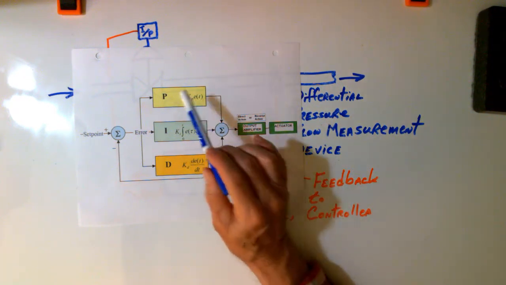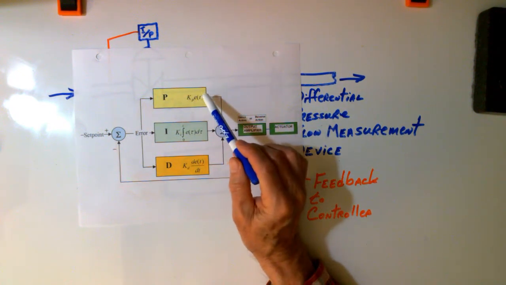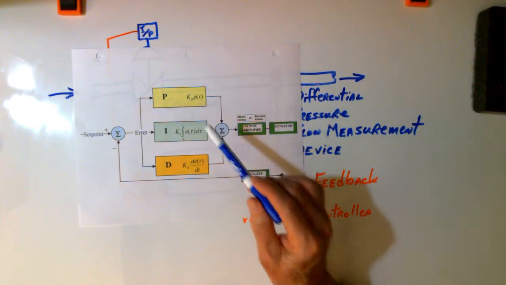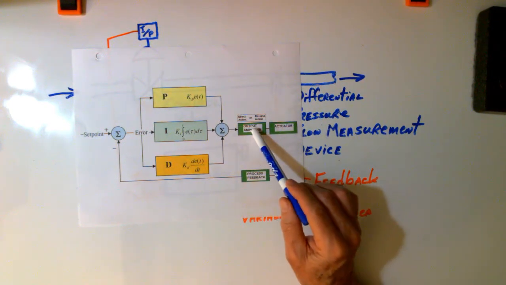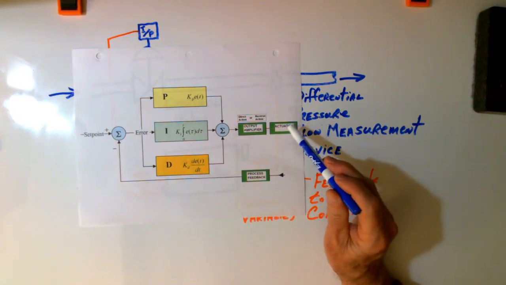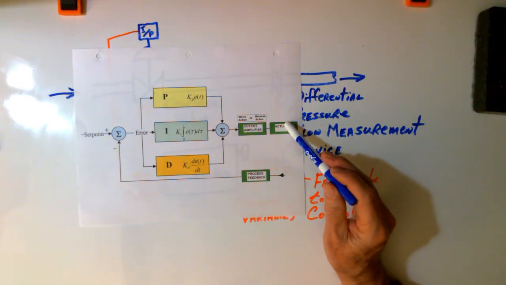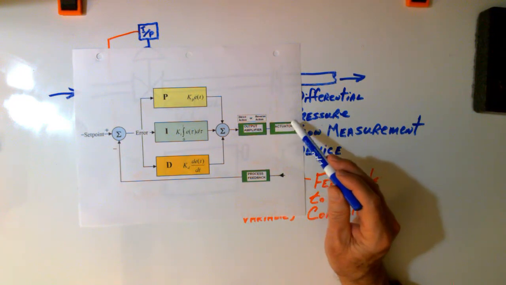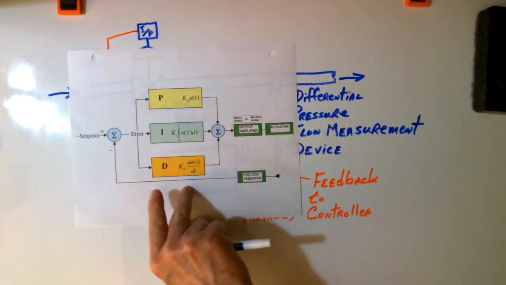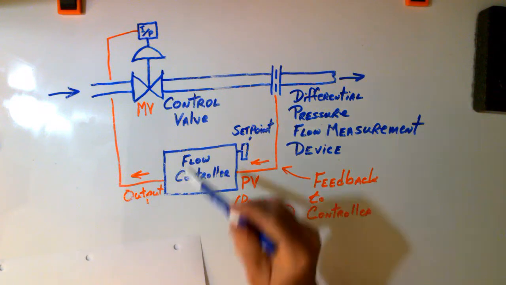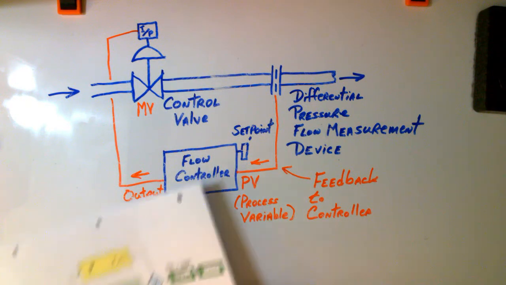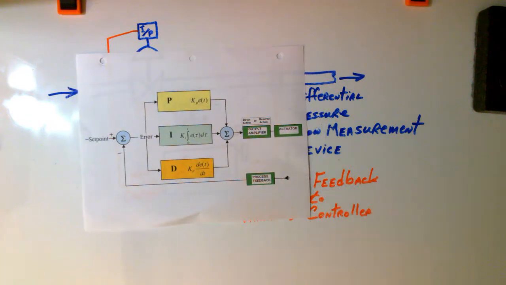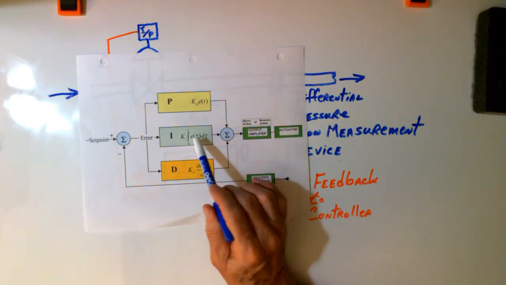But if I've got an error, my proportional amplifier multiplies the error by the number K and sends it through this summing junction to the output amplifier. The output amplifier is the one that will send, let's say, a 4 to 20 milliamp signal to the actuator. For our flow control loop, the actuator is sitting on top of this valve and will operate the valve. The error is a neat thing.